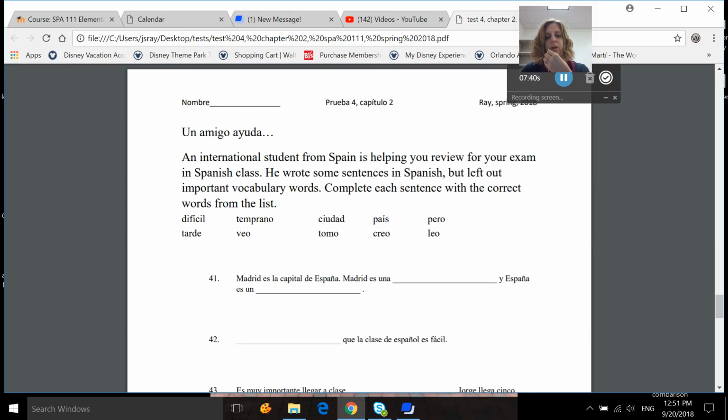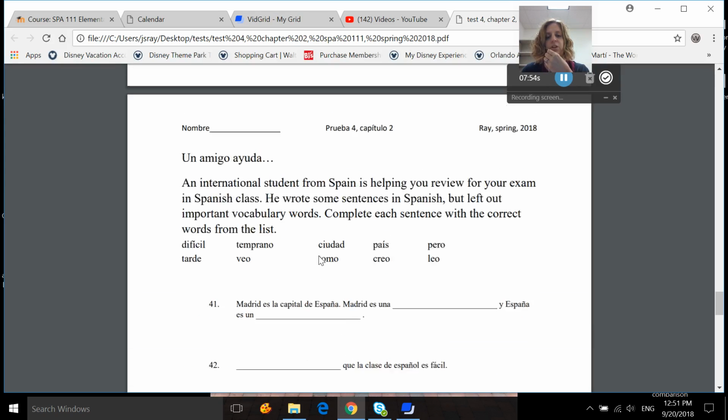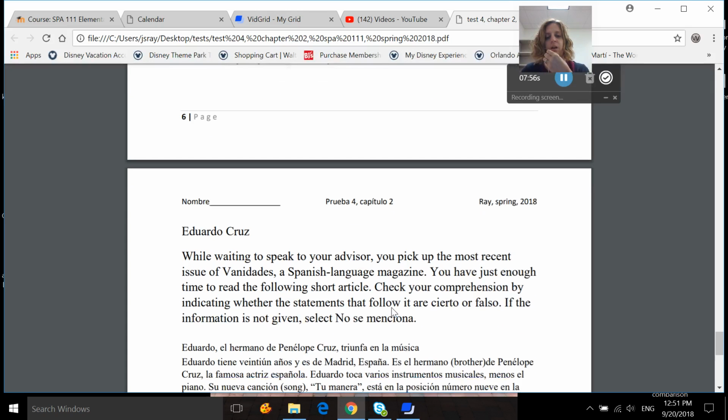Un amigo ayuda. An international student from Spain is helping you review for your exam. In Spanish class, he wrote some sentences in Spanish but left out important vocabulary words. Complete each sentence with the correct word from the list. So you read the sentences and fill in the blanks with a word from the list.